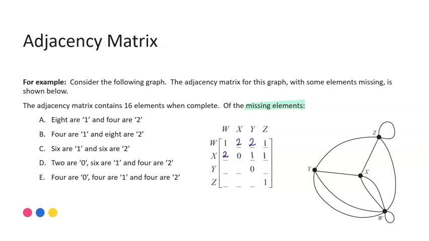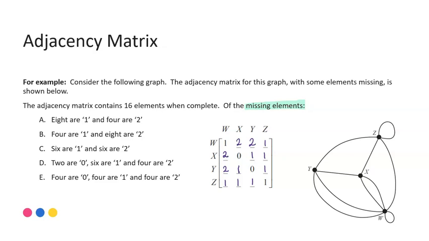Y, so vertex Y, connecting to W, we have 2 edges. Y to X, we have that single edge. Y to Y, there's no loop, so 0 is already shown. Y to Z, again, 1 connection there. And finally, vertex Z, so Z to W, we have 1. Z to X, we have 1. Z to Y, we have 1. And the loop at Z already shown.